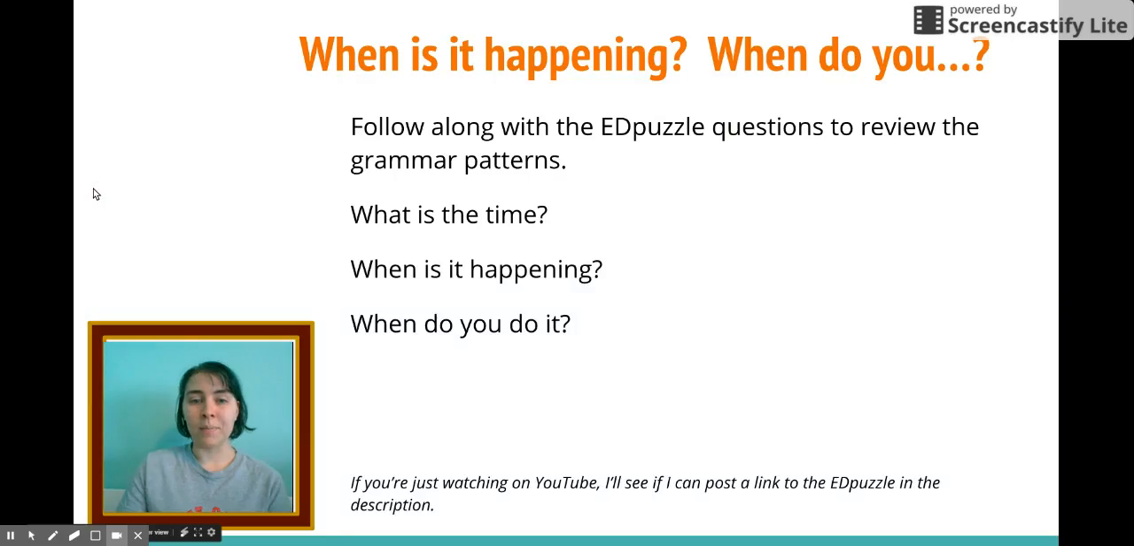Putting it together. There are going to be some questions on the Edpuzzle asking about what time it is, when things are happening, when you do things. Use these to review what you've learned in this video. If you need to go back and rewatch, you can always go back and rewatch. And once you've watched a section, you can skip through it again. So once you've watched the first minute or 2 minutes or whatever, you can then fast forward through that time.